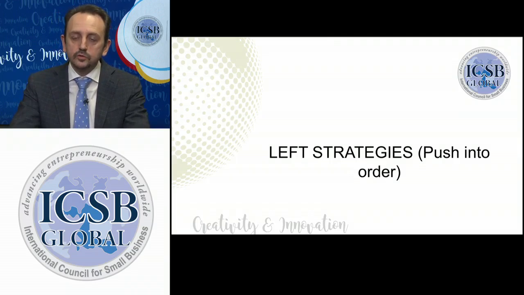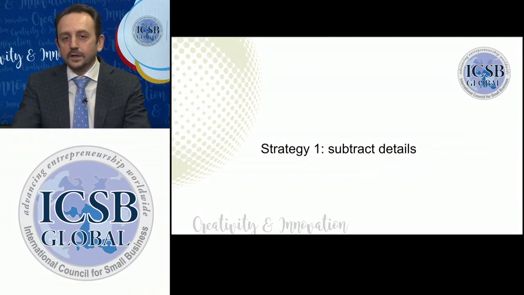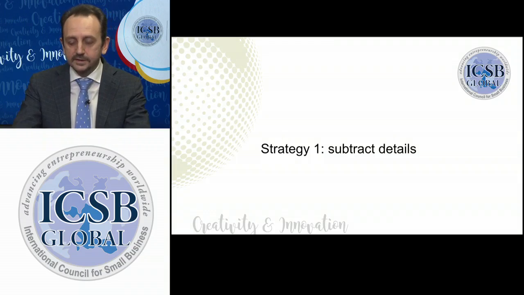So in order to do this, we normally tend to eliminate all the information that for some reason we consider irrelevant, until what we perceive actually makes a good match with the model and the order we have in mind. The first one, so we have four of them. The first one is a strategy that we call subtract details.